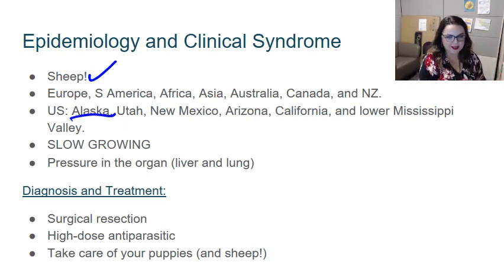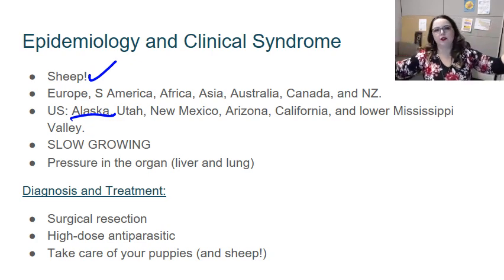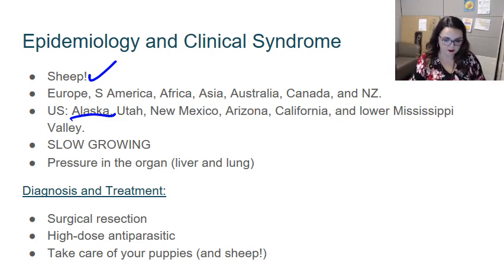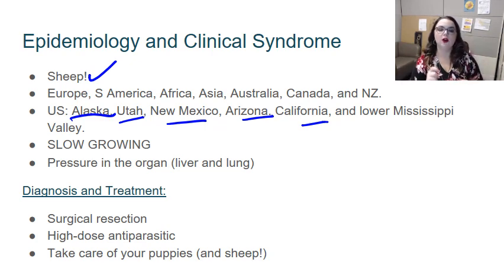So for example, Alaska. Sometimes I watch those beautiful Planet Earth type shows, and they'll show you all of these elk and other herbivorous creatures frolicking through the wild that is Alaska. Well, when you get too close to those, they might give you E. granulosus. Utah, New Mexico, Arizona, California, and the lower Mississippi River Valley. All of these are places where we might see E. granulosus. Human infection is going to occur after we ingest contaminated water or vegetation. So think about that. You're out hiking in Alaska because that sounds fun.